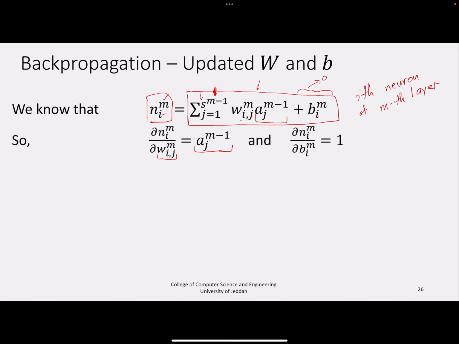And if you take the partial derivative with respect to a bias value, the bias value of the ith neuron in the mth layer, you can see that it's quite straightforward. It'll just end up getting a 1.